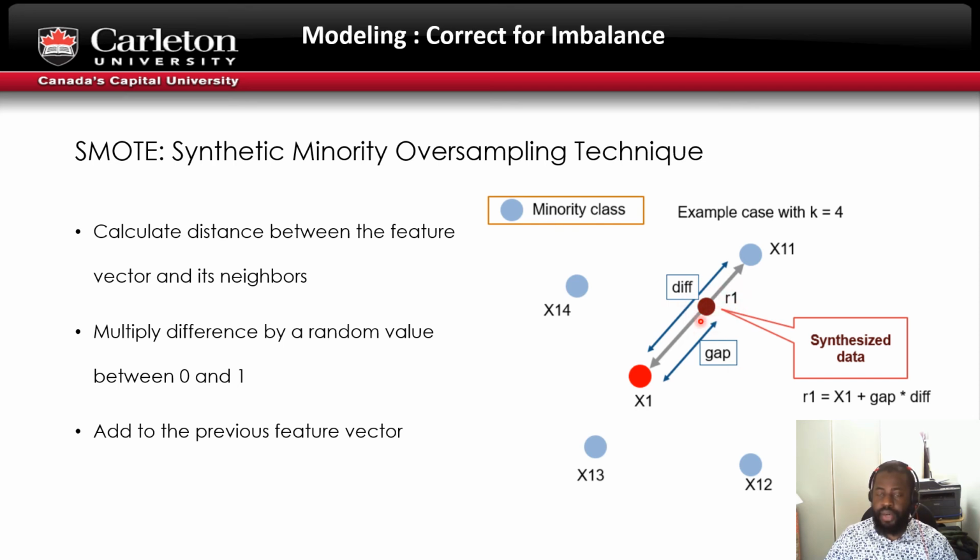And this is how we can increase the data in the minority class to correct for imbalance. So in the case of our fault detection and diagnosis, the amount of faulty data that we get, we can oversample it using this method, and we can get more data samples to correct for imbalance.